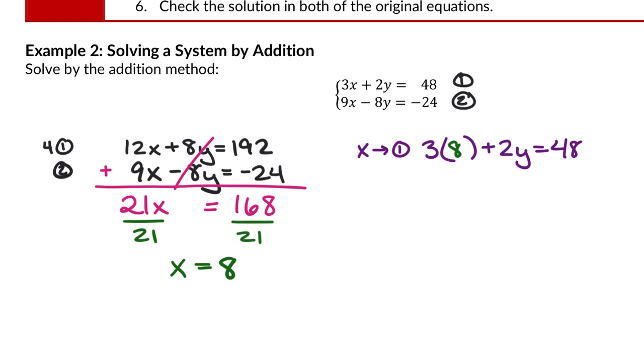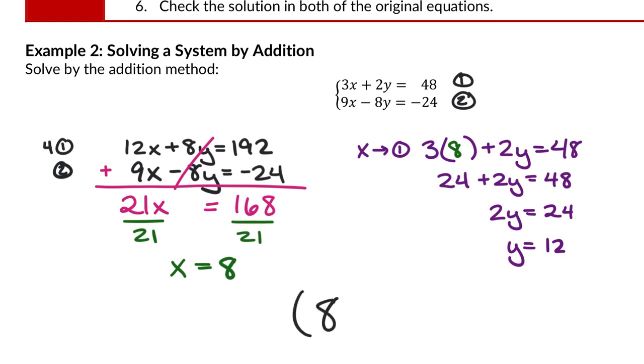That's the notation I'm using, and this is a Miss Quigley notation to help explain what we're doing on the notes. 3 times 8 is 24. So it's 24 plus 2y equal to 48. We subtract 24 from both sides. We divide by 2 on both sides. We get that y is 12. So our solution to this system using the addition method is 8, 12.